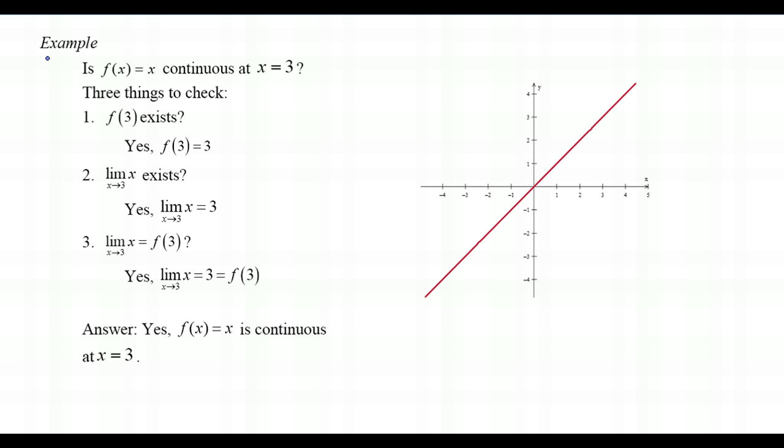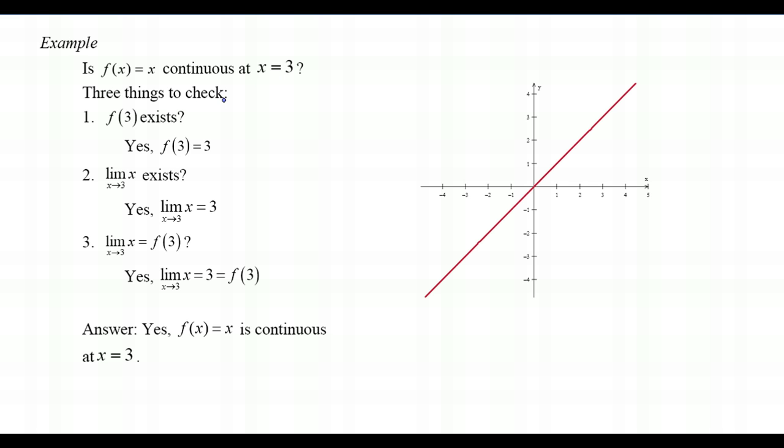Alright, so in this example we're going to use the three-part definition on a pretty basic function just to see how it works. So the question is, is f of x equals x continuous at x equals 3? So f of x equals x is this linear function here, which we can tell by looking is going to be continuous everywhere, right? I can draw a line without lifting up my pencil, but we're just going to go through the motions here. So particularly, are we continuous at x equals 3?